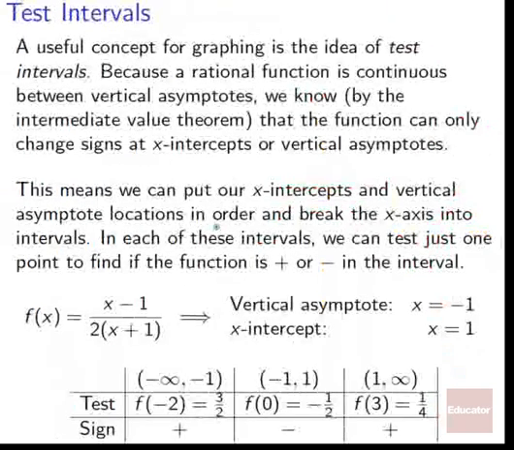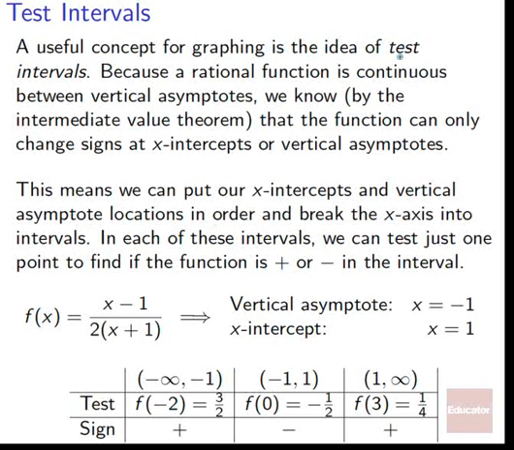Great. Test intervals. This is a useful idea that can occasionally be used. We didn't use it in our initial 7 steps, but we kind of vaguely used it without explaining it on the last thing, where I said we knew that we were going to have to stay below the horizontal in these various locations. Let's see what it is.